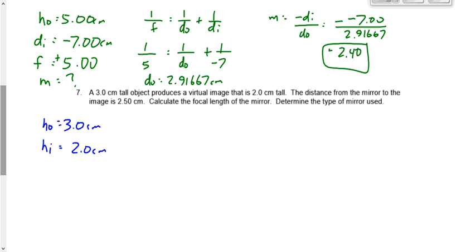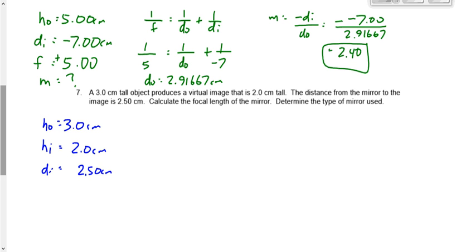Virtual images are always upright. Okay? You don't remember that? That's okay. If you do remember it, that's great. If you don't, sketch the ray diagrams. It doesn't have to be perfect. Just sketch the ray diagrams and you'll find that HI will always be positive there. Now, the distance from the mirror to the image is 2.5 centimeters. It's going to be DI.